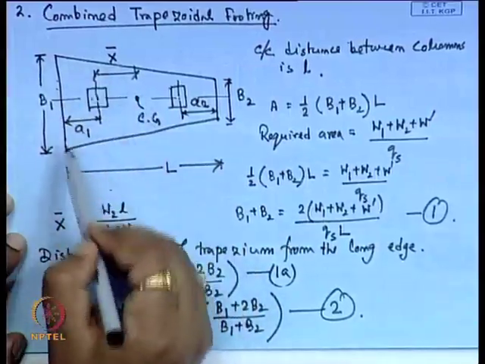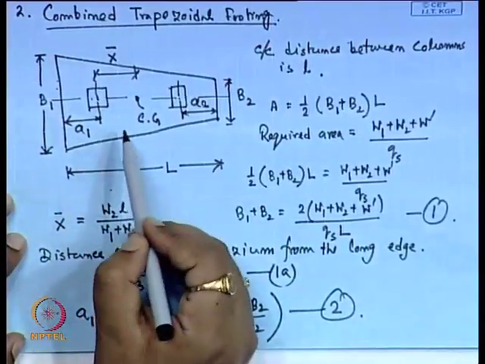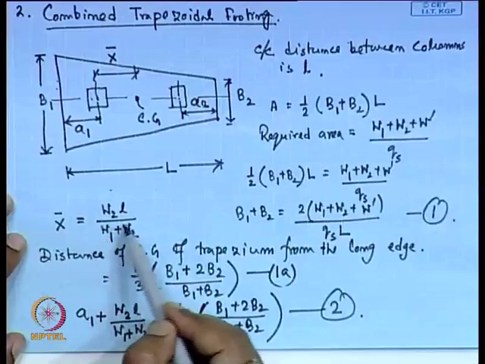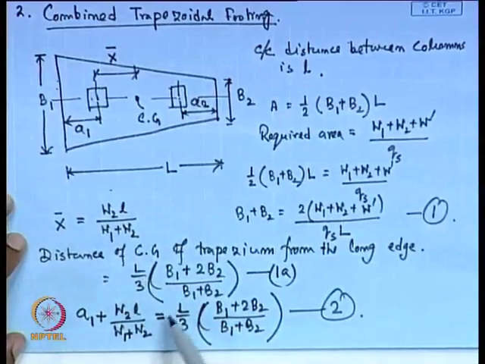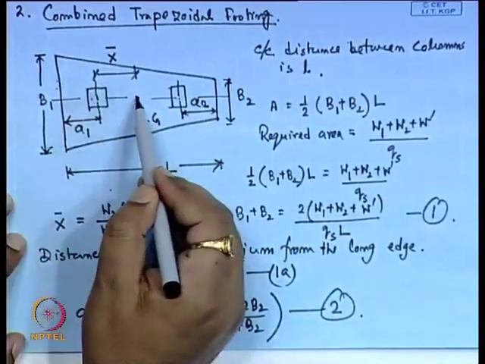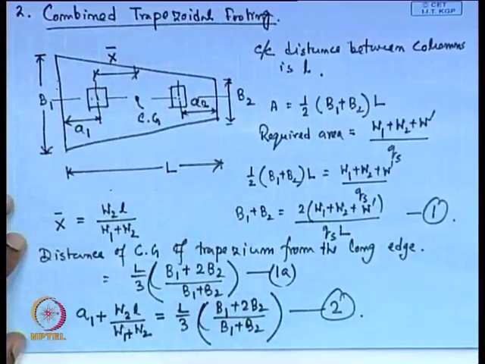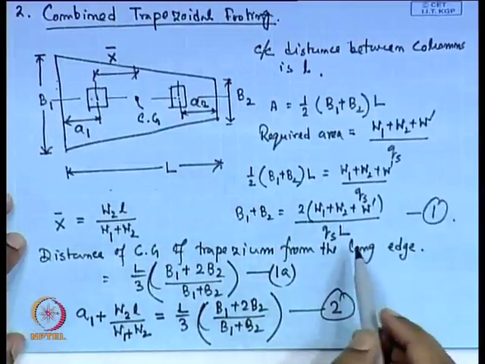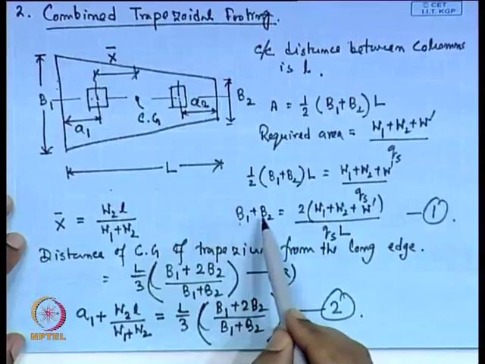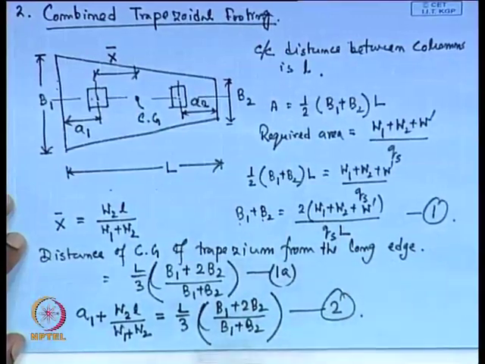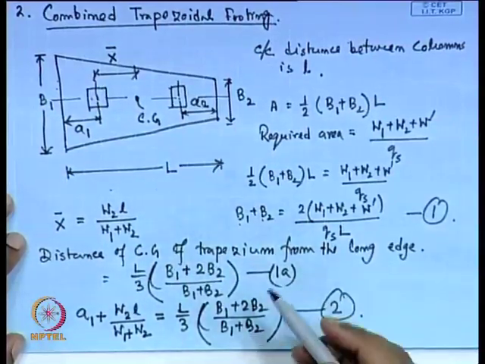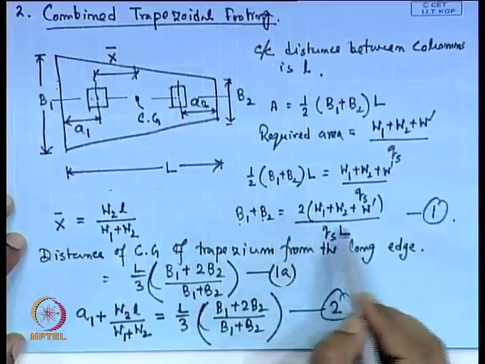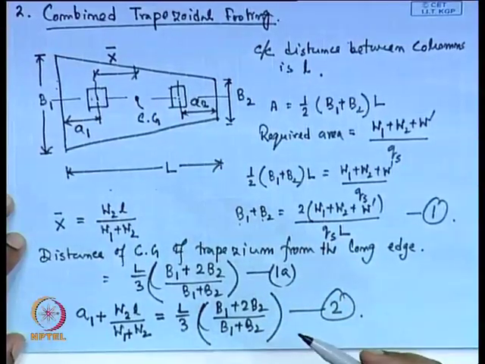So, from this figure we can say a 1 plus x bar is w 2 L divided by w 1 plus w 2, this x bar, that is equal to this distance of the CG of the foundation from the long edge. Now in this expression the unknowns are b 1, b 2, L, then small a 1. So, now we have to first assume suitable values for a few unknowns, then we can choose our dimension of the footing.